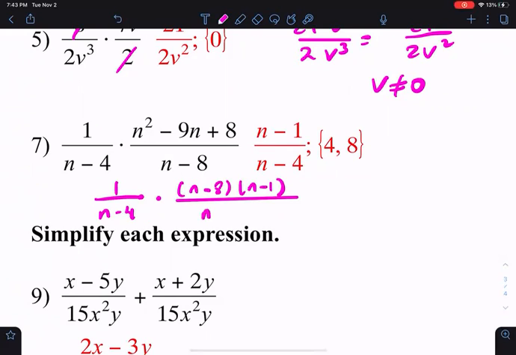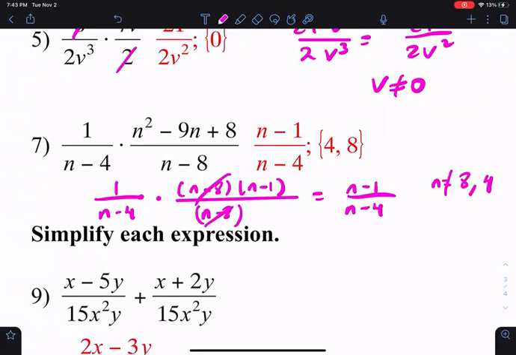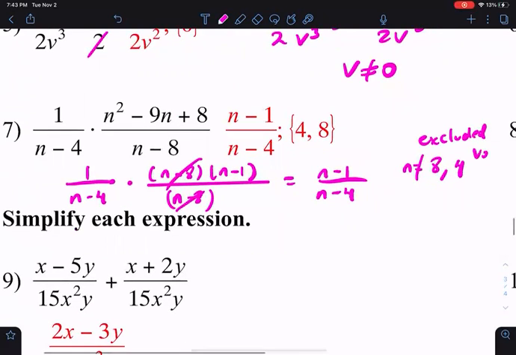So here we have n minus 8. So this cancels anyway. So you get n minus 1, n minus 4. So n cannot be 8, and it cannot be 4, right? So those are the excluded values that they're asking, right? Sorry about that. Don't flip when you have multiplication, only flip when you have division, okay?